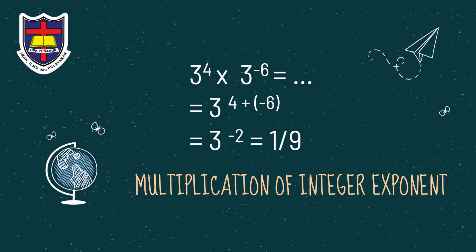So we can make it simpler. We can change the negative exponent to a positive exponent. So we can change its position. When we have 3 to the power of negative 2, we can make it 1 over 3 to the power of 2. So we have the result of it, 1 over 9.